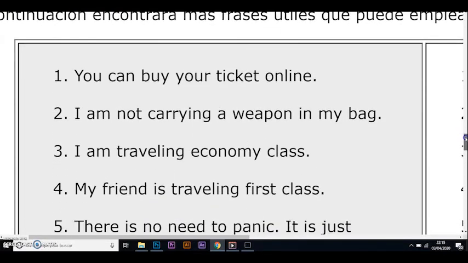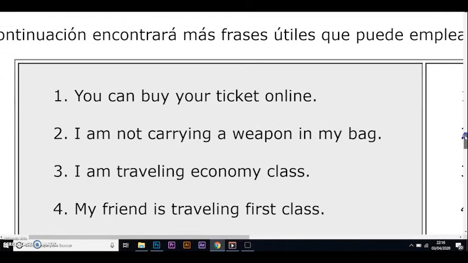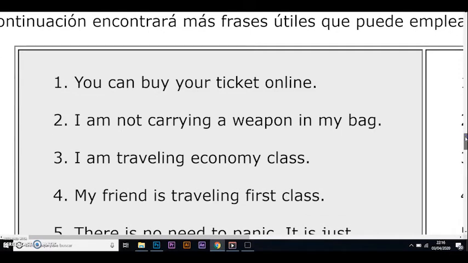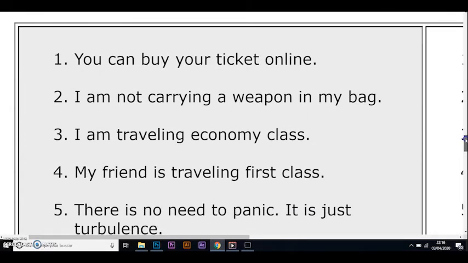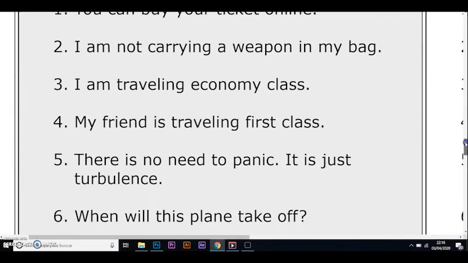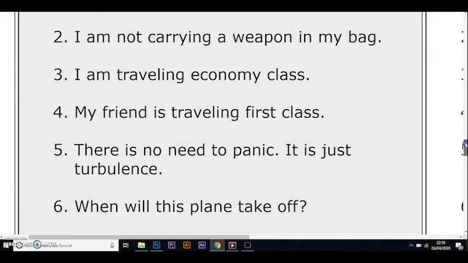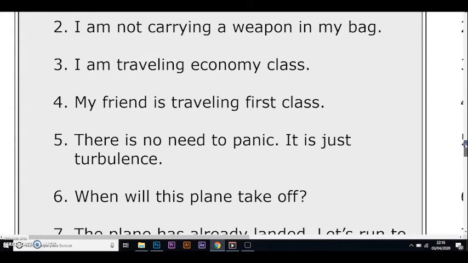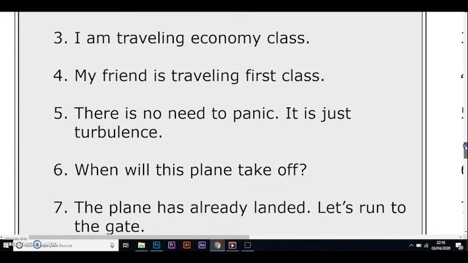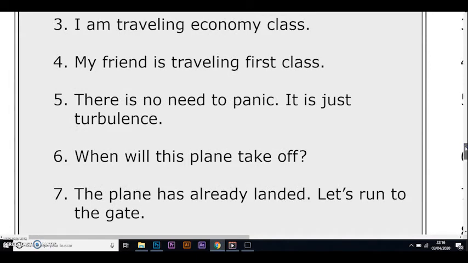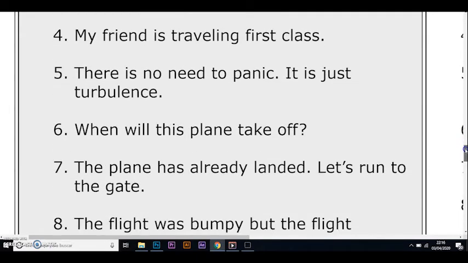You have here more sentences that you can check. For example, you can buy your ticket online. I am not carrying a weapon in my bag. I am traveling economy class. My friend is traveling first class. There is no need to panic. It is just turbulence. When will this plane take off? The plane has already landed. Let's run to the gate.